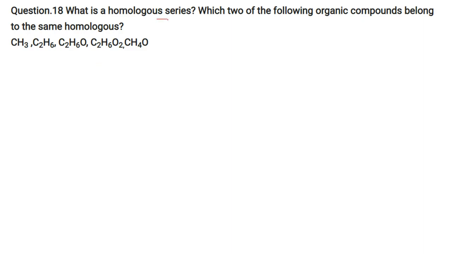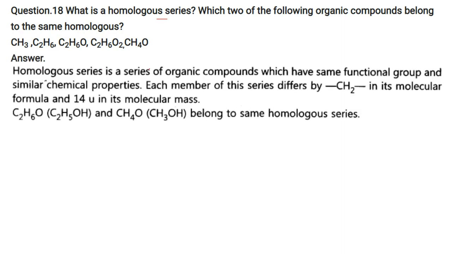What is a homologous series? Which one of the following organic compounds belong to the same homologous series? So a homologous series is a series of organic compounds which have the same functional group and similar chemical properties. Each member of the series differs by CH2 in its molecular formula and by 14 in molecular mass. So this C2H6O, C2H5OH, you can see that there is OH, and CH4O can be written as CH3OH, and they belong to the same homologous series because of this alcohol group.